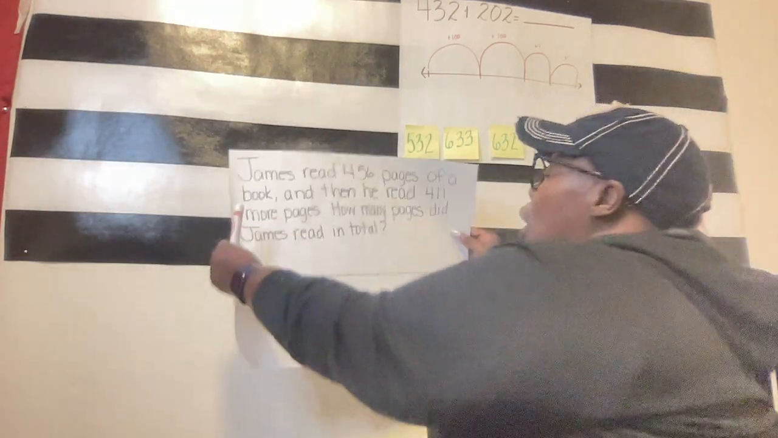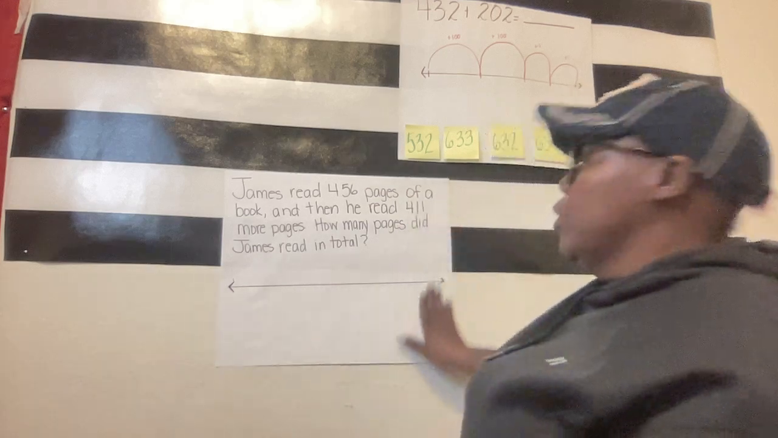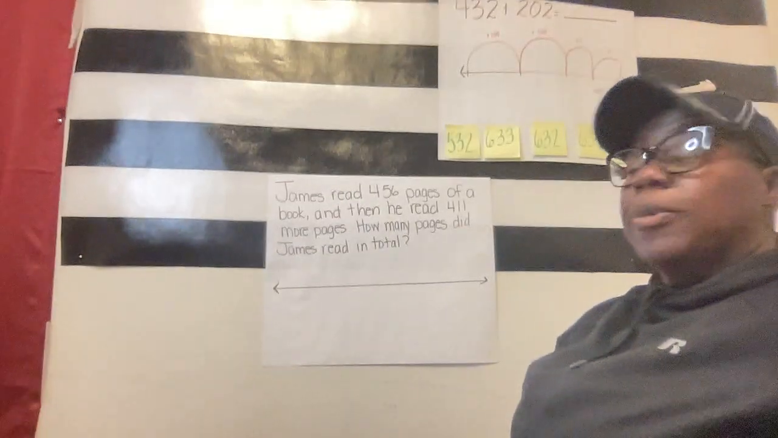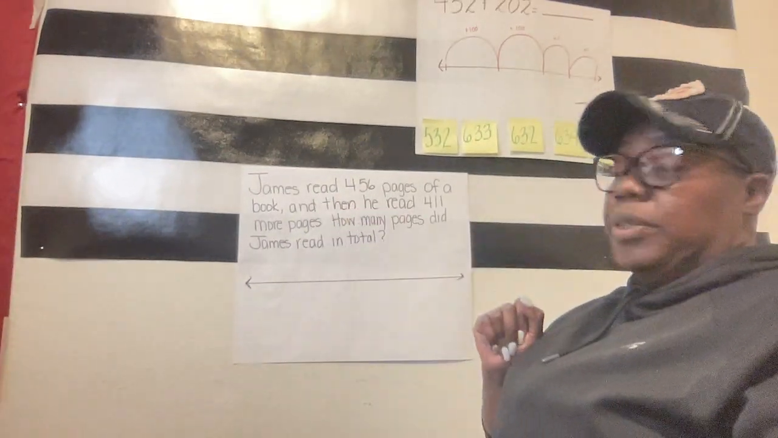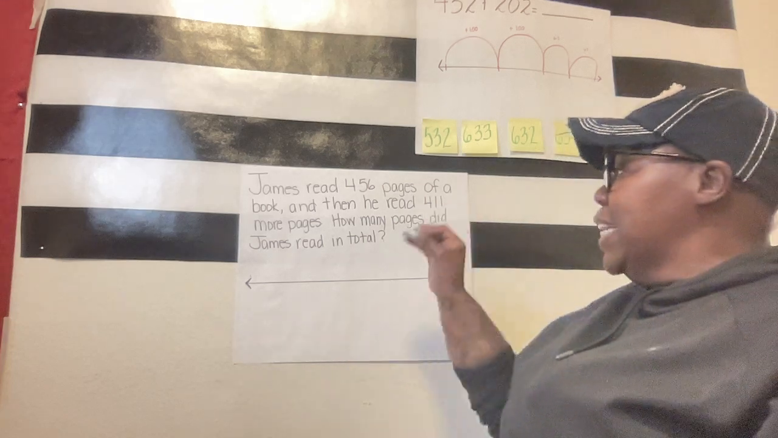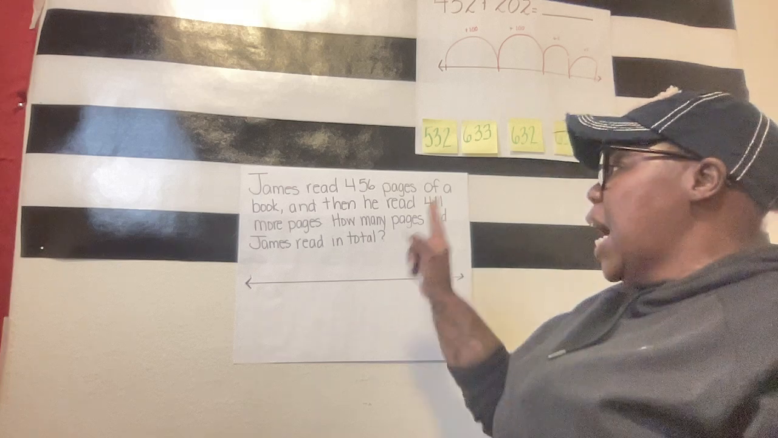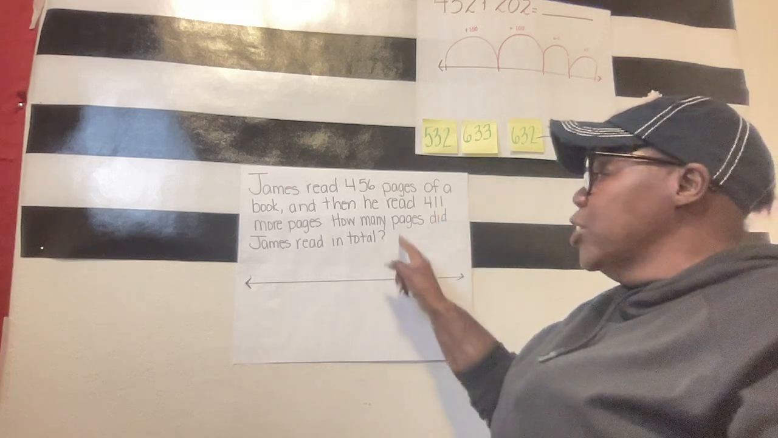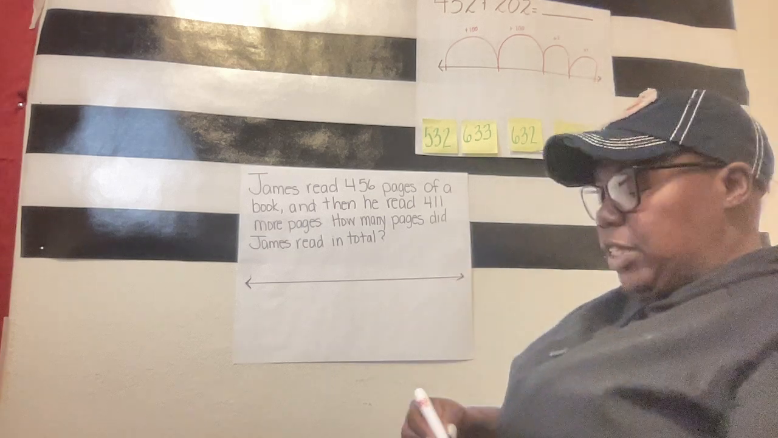Now, they will also have to do word problems for open number lines. So let's look at this word problem. James read 456 pages of a book. And then he read 411 more pages. How many pages did James read in total? So when you're finding the total of something, you're finding the sum.